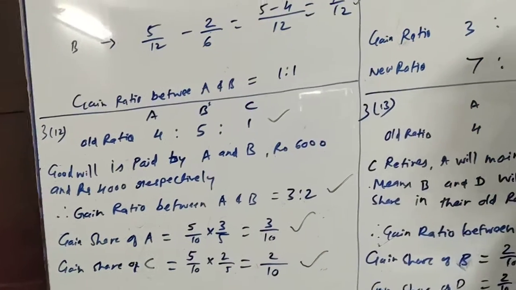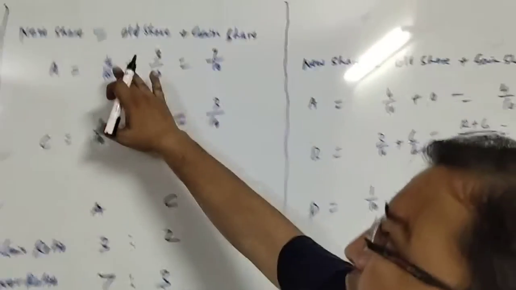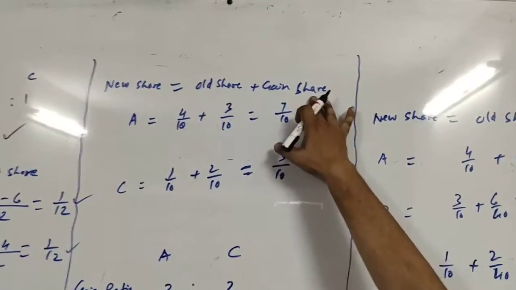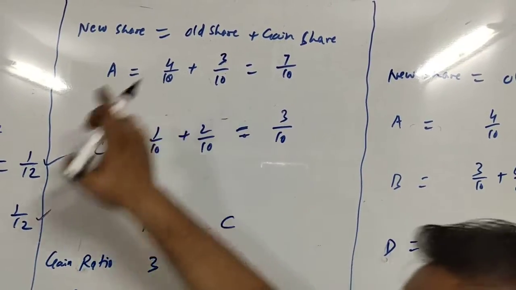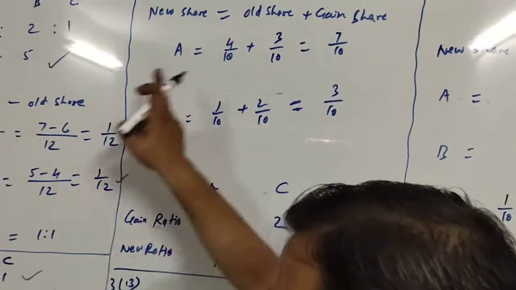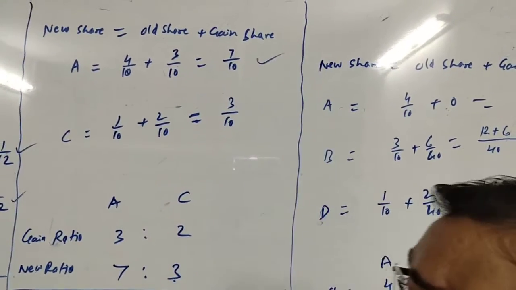Now we will apply the formula of new share, and we will find the new ratio. New share equals old share plus gain share. We talk about A. A's old share was 4 by 10 and his gain share is 3 by 10. So 4 by 10 plus 3 by 10 comes 7 by 10.